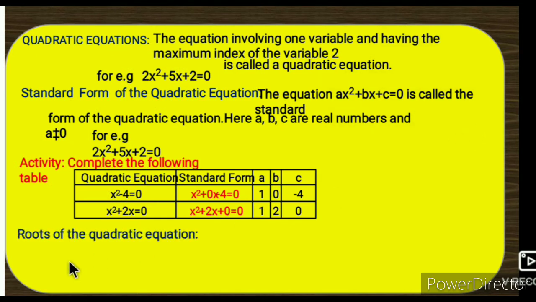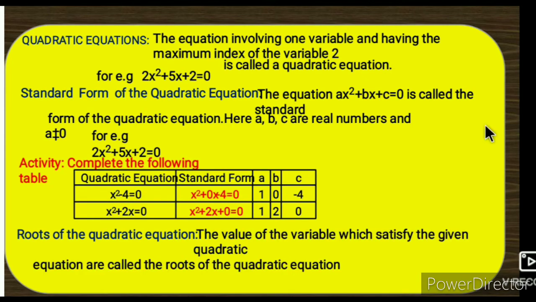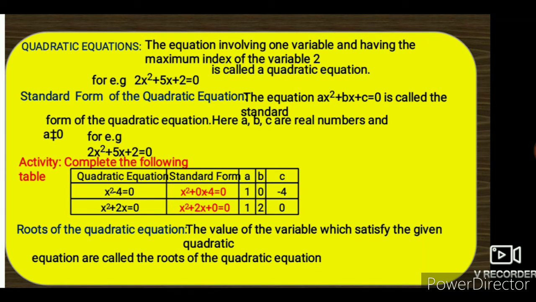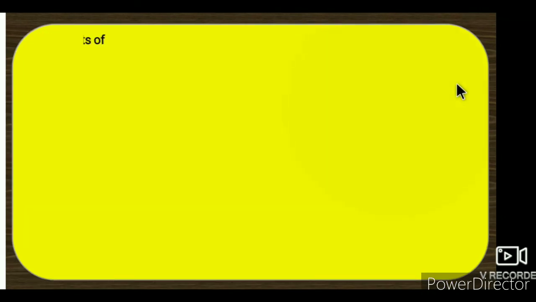Next point is roots of the quadratic equations. The value of the variable which satisfies the given quadratic equation is called a root of the quadratic equation. Take any value of the variable in the given equation, then if the equation becomes balanced, which means LHS is equal to RHS, this value is called a root of the quadratic equation.